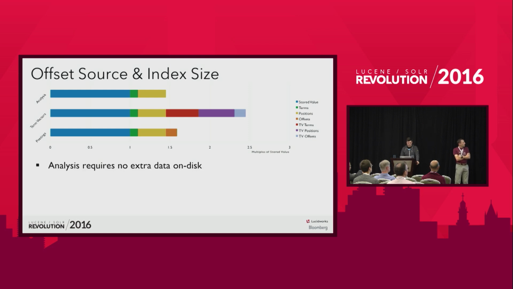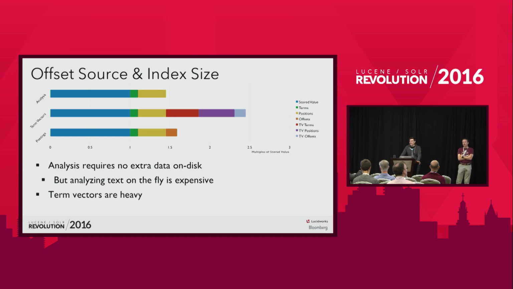So you can see from here that analysis actually requires no extra data on disk above and beyond your normal index. But analyzing text on the fly is expensive. Term vectors are pretty heavyweight, and that's because generally you can't get away from storing the terms and positions for your main index. So if you're using term vectors, you're adding that on top of your regular index. And you can also see that adding offsets to postings is much lighter than depending on term vectors.